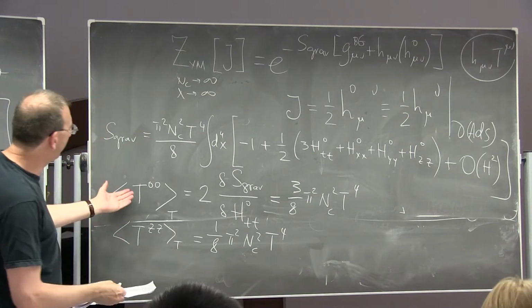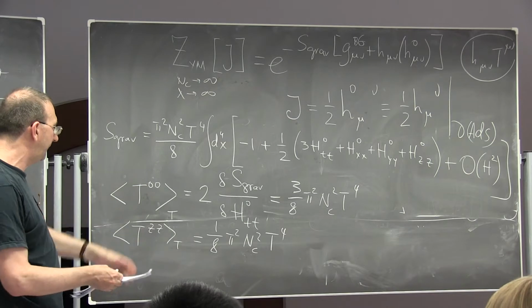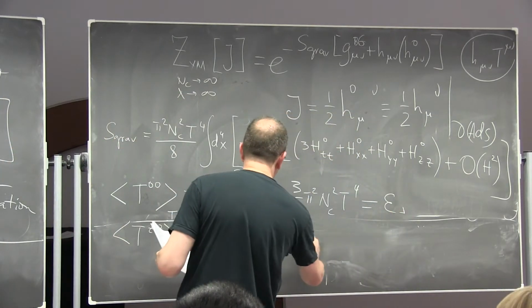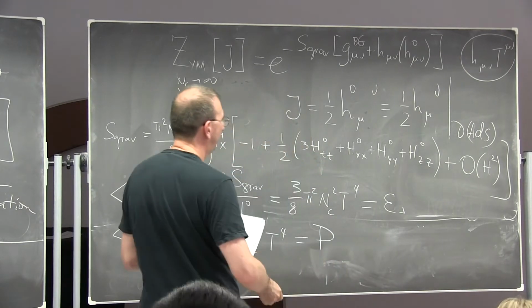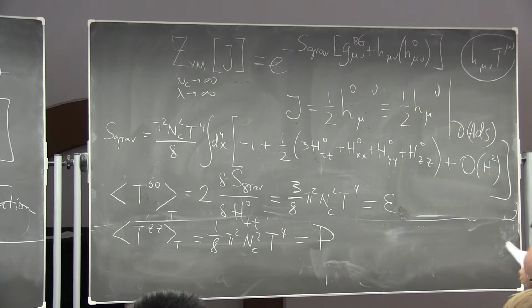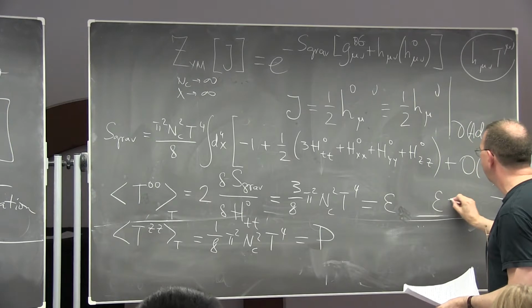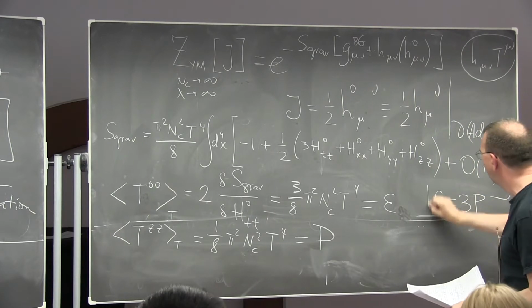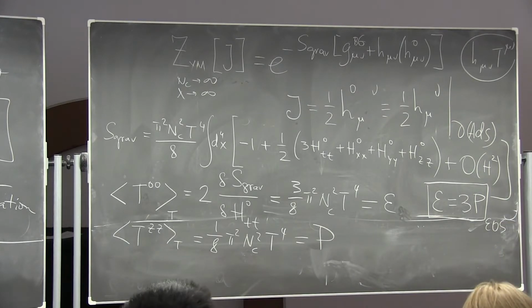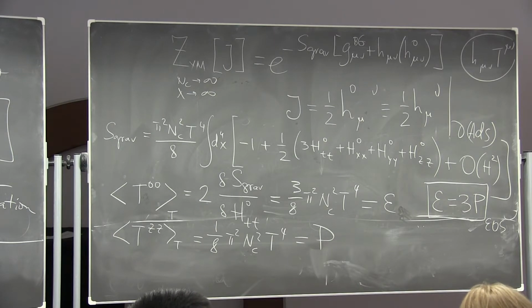But these guys, so what is the value of T naught naught in equilibrium? So this is our energy density epsilon, and this is our pressure. And you can see that the equation of state emerges from this calculation, that epsilon is equal to 3p. So this is the equation of state for this particular quantum field theory, which is superconformal.